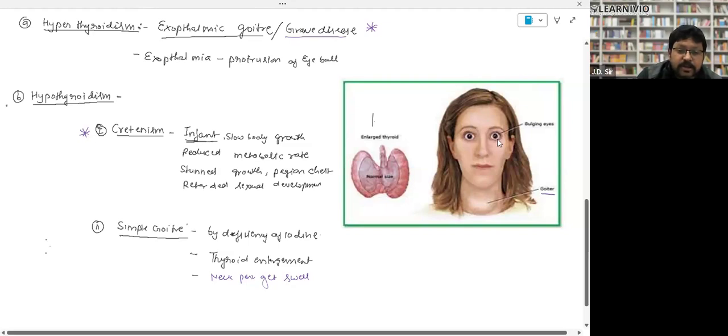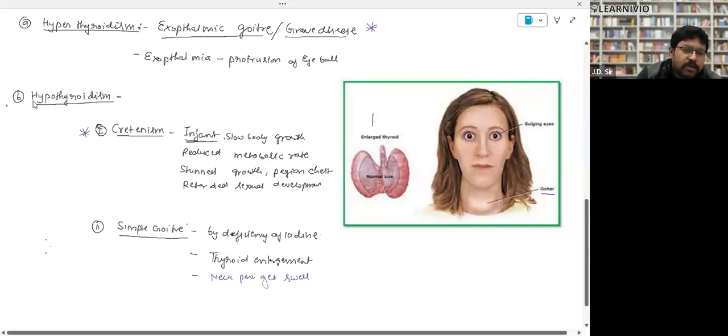You can see this person looks like he or she is gazing at you. Their eye bulges out, right? So this is called exophthalmia. Exophthalmic goiter or Grave's disease. Exophthalmia means protrusion of the eyeball. The eyeball comes out, it appears that they are coming out. This is the diagram for that, right?